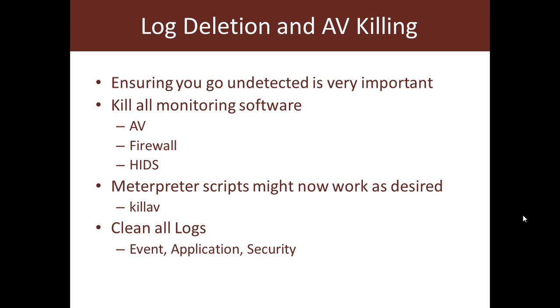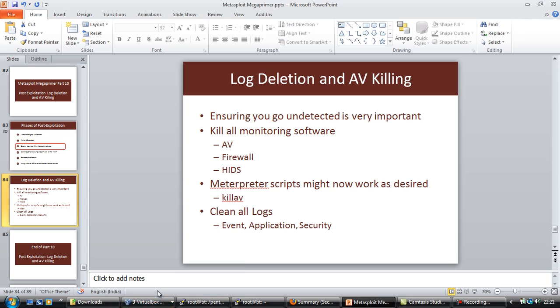How would we go about doing this? Well, there's a Metasploit script called kill AV which will kill all the different antivirus software. It has a huge list which it supports, and we'll go with that. But you'll notice that there are some interesting issues which creep up, and then I'll teach you how to solve them. Then we'll actually look at cleaning all the logs, which include the event, application and security logs on a Windows system. So without further ado, let's go to our setup.